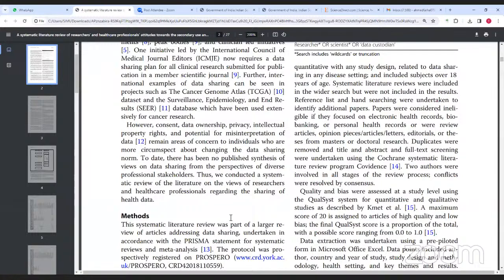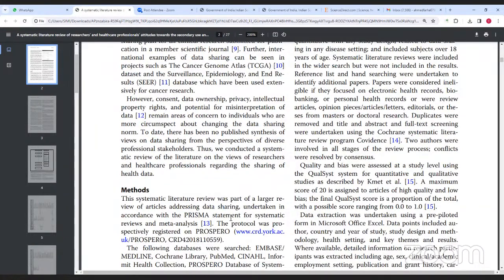Covidence, 2 authors were involved in all stages of the review process. Conflicts were resolved by consensus. Quality and bias were assessed at the study level using the Qualsyst system for quantitative and qualitative studies as described by Kmet et al. A maximum score of 20 is assigned to articles of high quality and low bias. The final Qualsyst score is a proportion of the total, with the possible score ranging from 0.0 to 1.0.